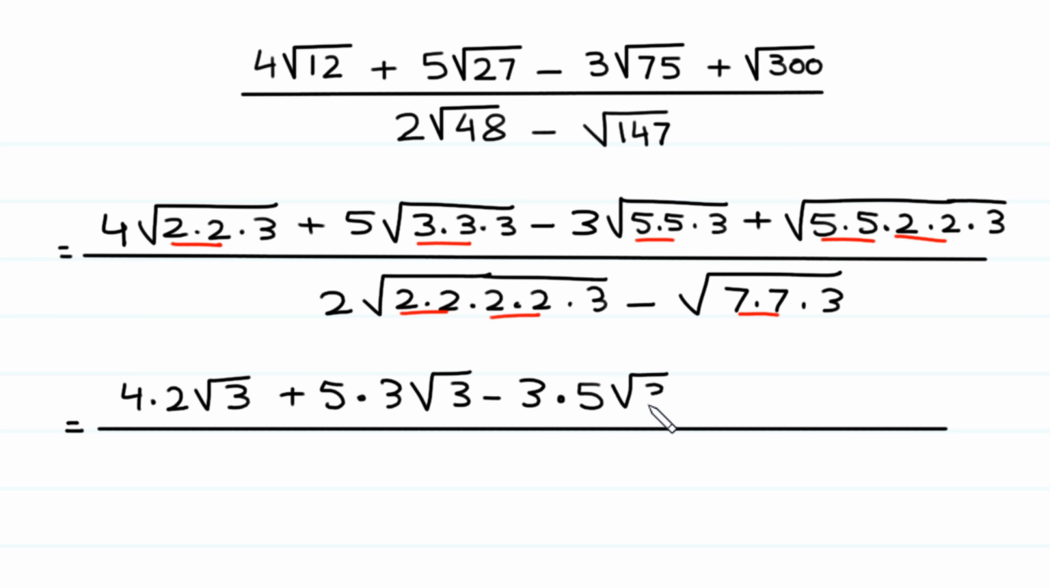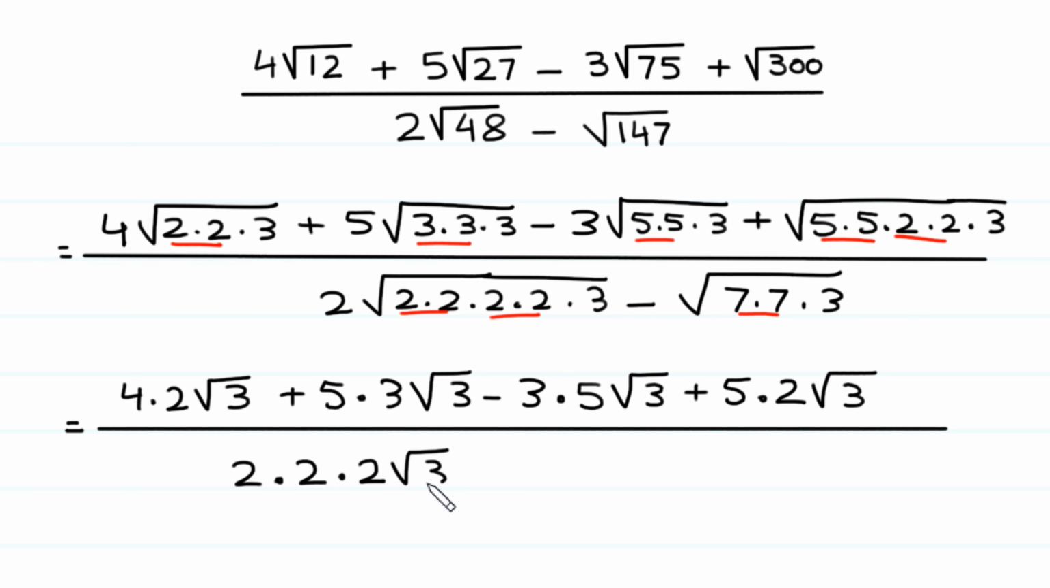Square root of 3 plus, from this pair 5 comes out of the square root. 5 times, and from this pair 2 comes out of the square root. 2 and this 3 remains under square root. Square root of 3 divided by 2 times, from this pair 2 comes out of the square root times, from this pair 2 comes out of the square root and this 3 remains under square root.